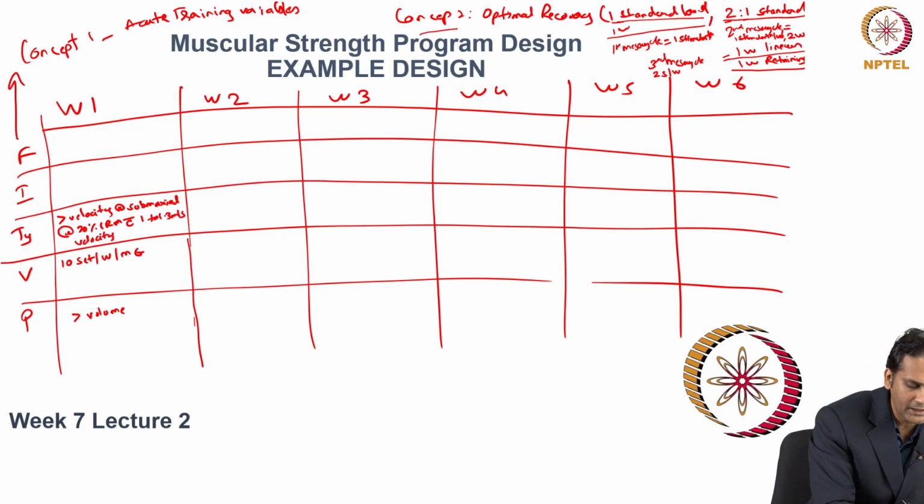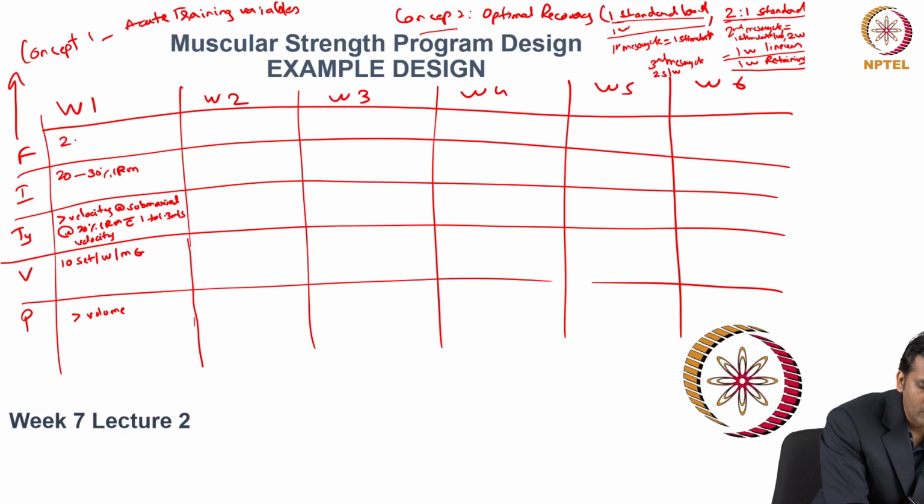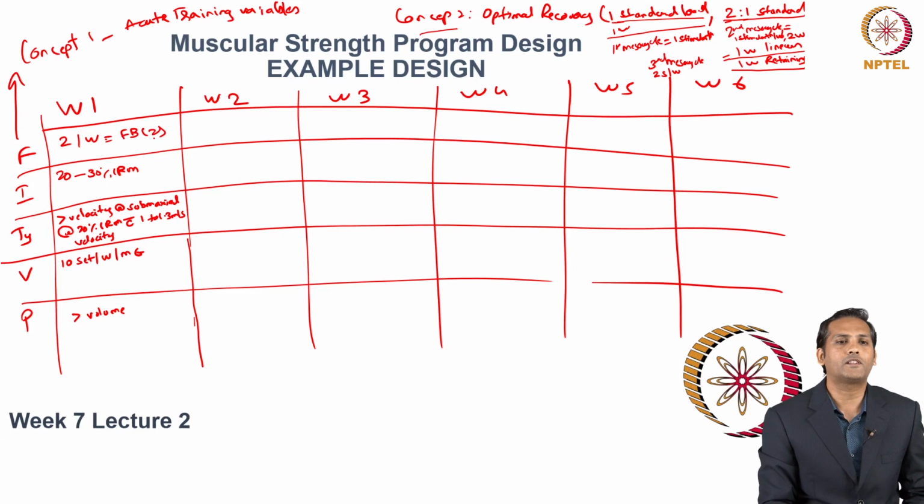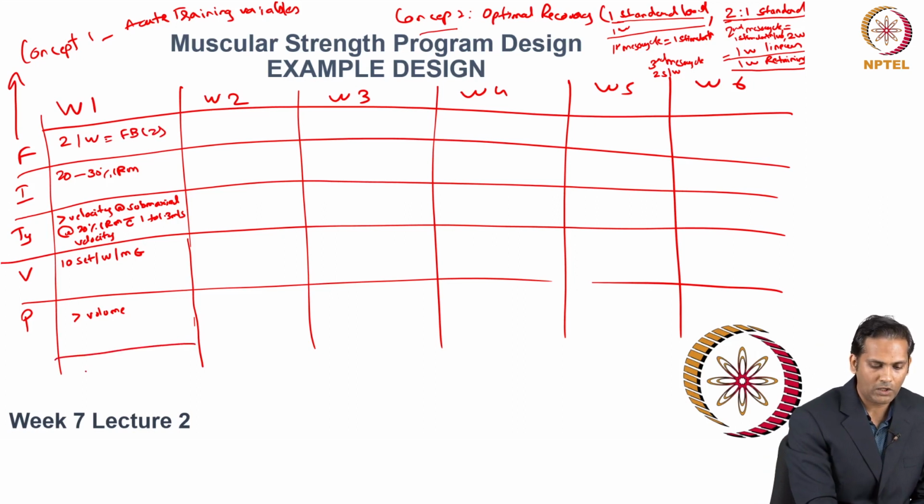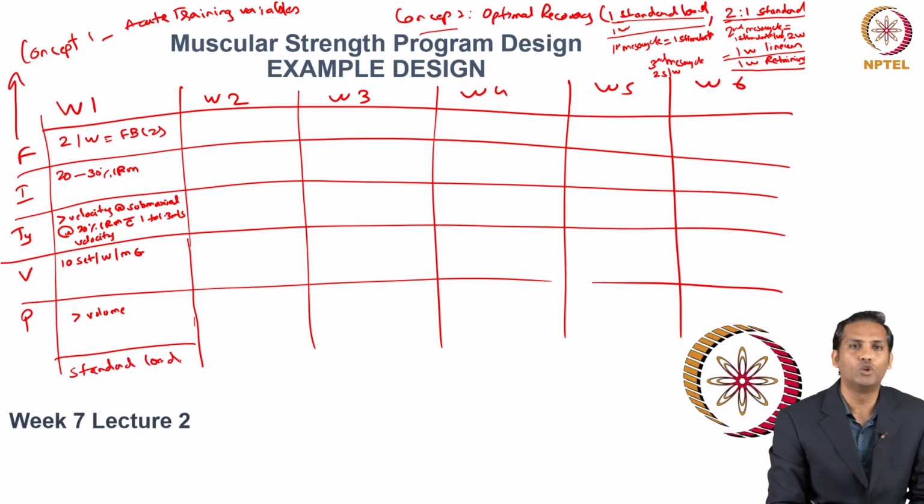Now intensity is mentioned as, because I choose a relatively low intensity and volume, here I am mentioning 20 to 30% of my 1 RM, and the frequency is 2 per week. So how I choose to do it, I am going full body exercise and I am going to do it 2 times. That's how my week 1 of standard load program design would look like.